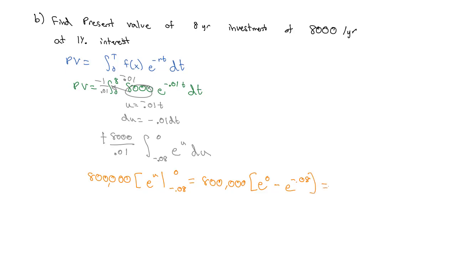And then we go to our calculator. And that's going to give us $61,506.92. So I could invest $8,000 a year for 8 years at 1% interest, or I could just have $61,000 right now. They're both going to have the same value at the end of that time. That's our present value of the investment.